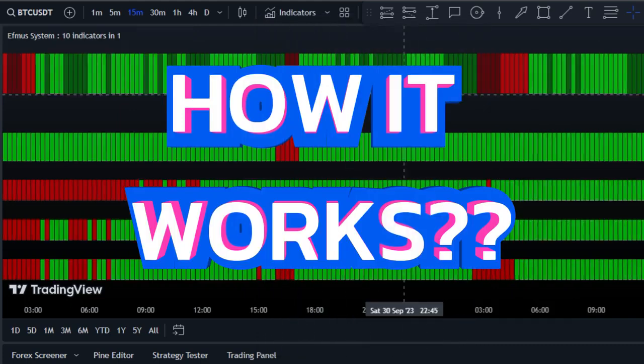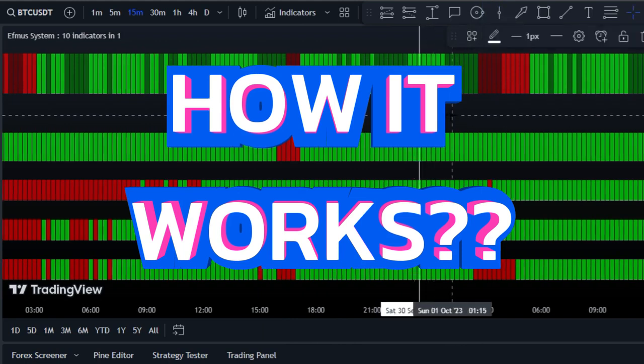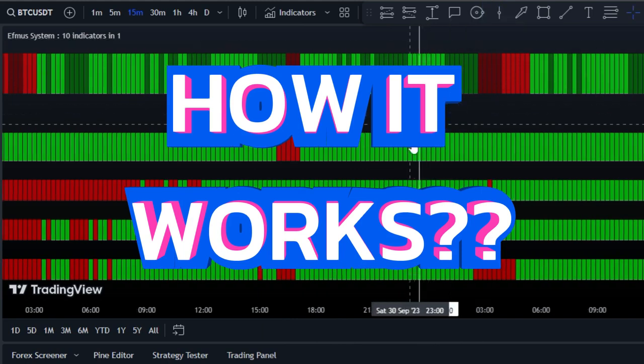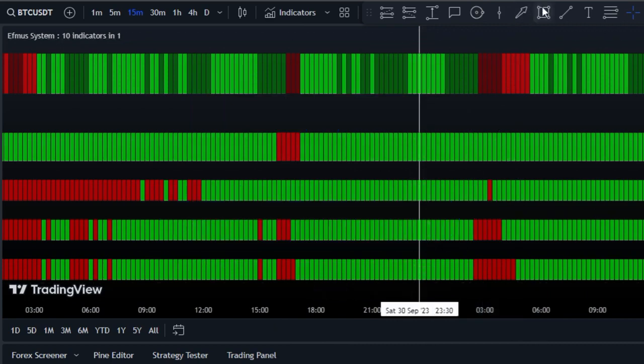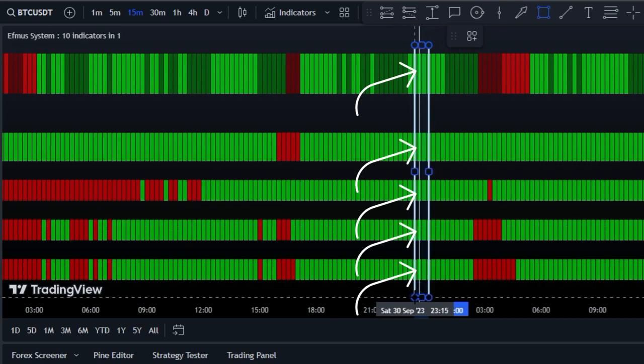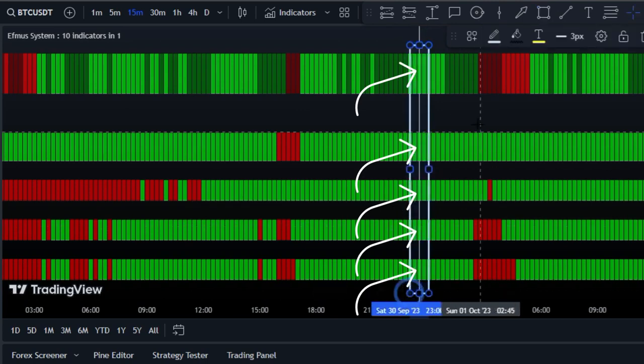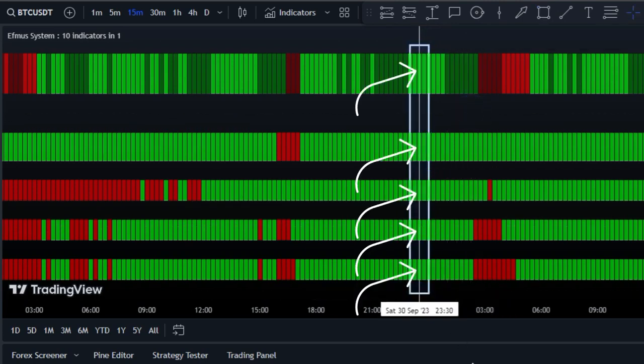So, how can the 10 indicators in one tool be of help to you? It's all about verifying the signals it generates. When it gives a buy signal, this tool only confirms it if all bars in the indicator corresponding to the signal candle are green. To put it simply, various indicators must agree on the buy signal.